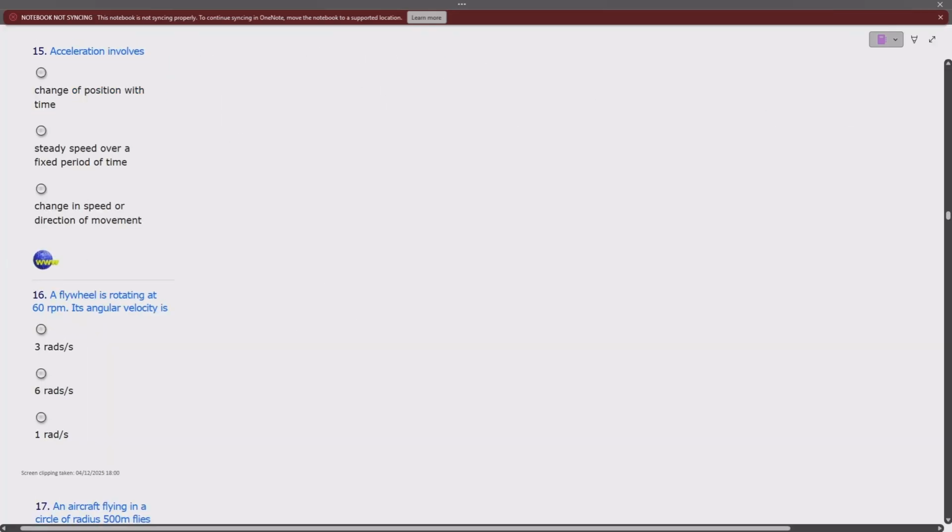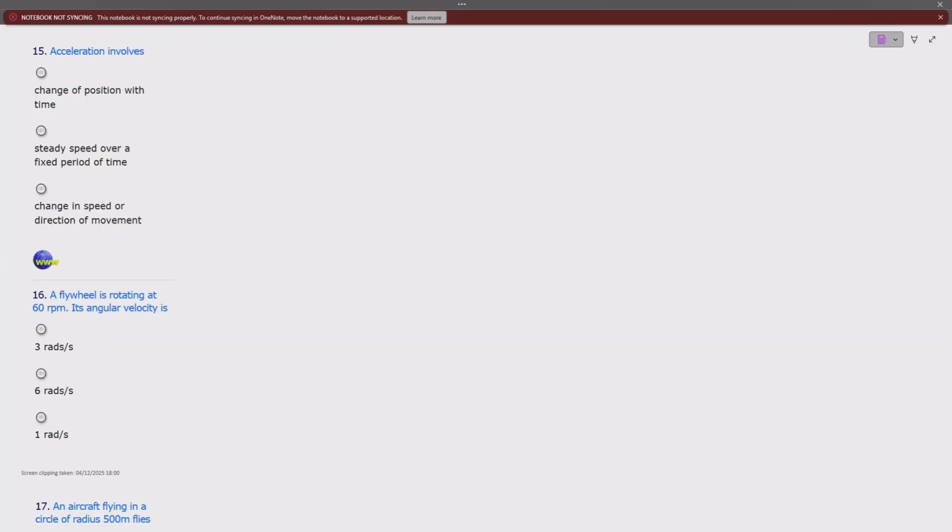Question number 15. Acceleration involves change of position over time, steady speed over time, steady speed over a fixed period of time, change in speed or direction of movement. Acceleration is basically the change in speed or direction of movement. That is the right answer.